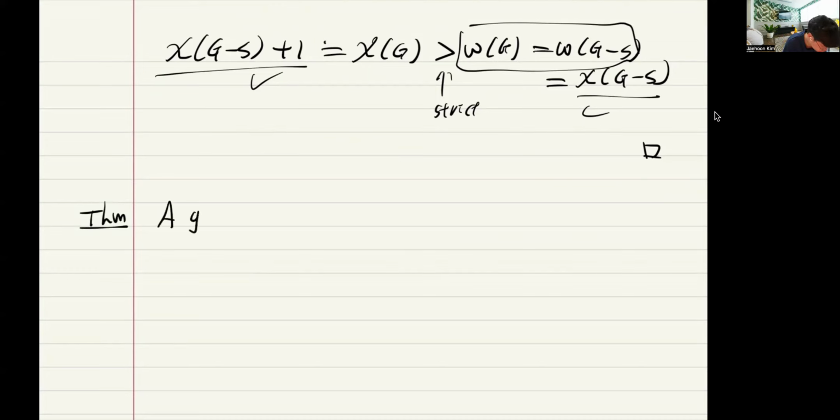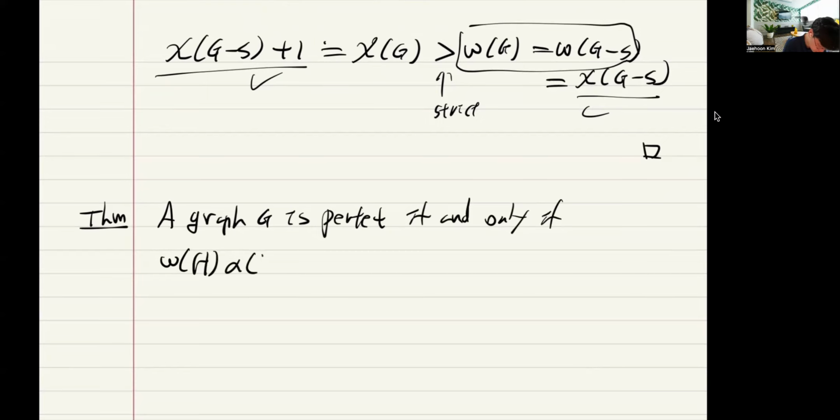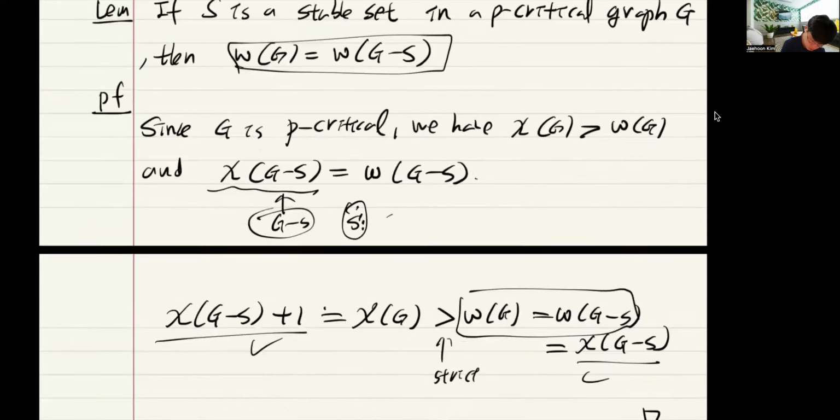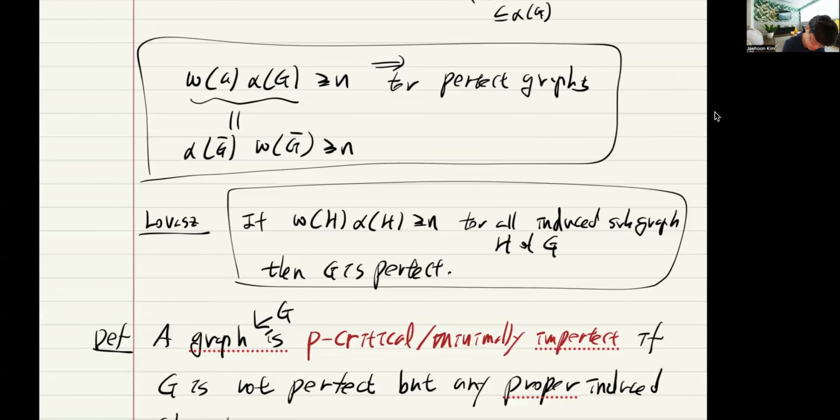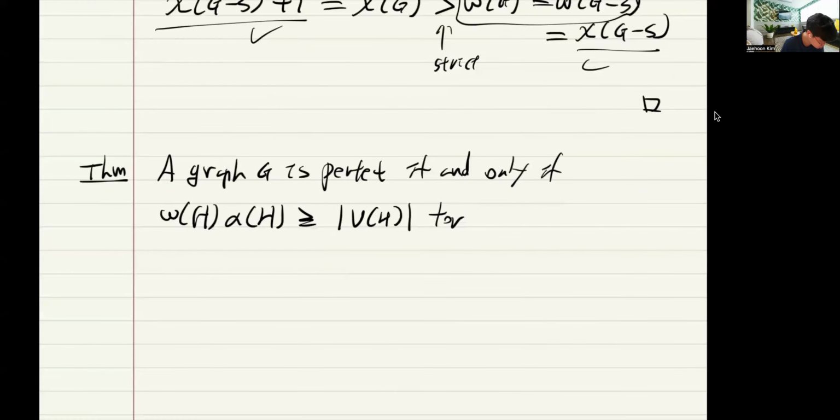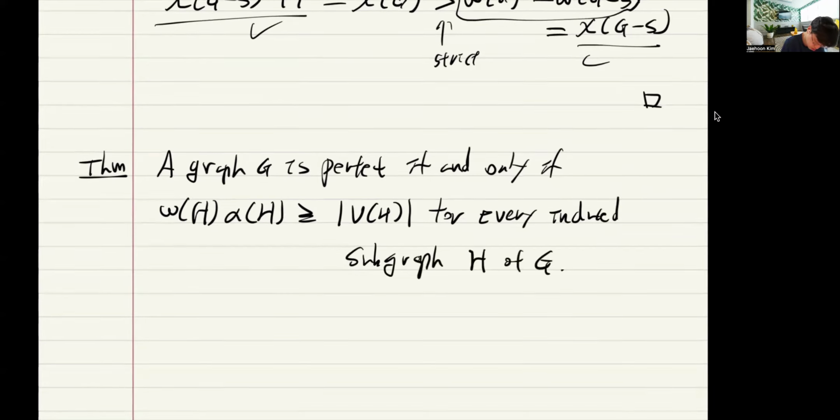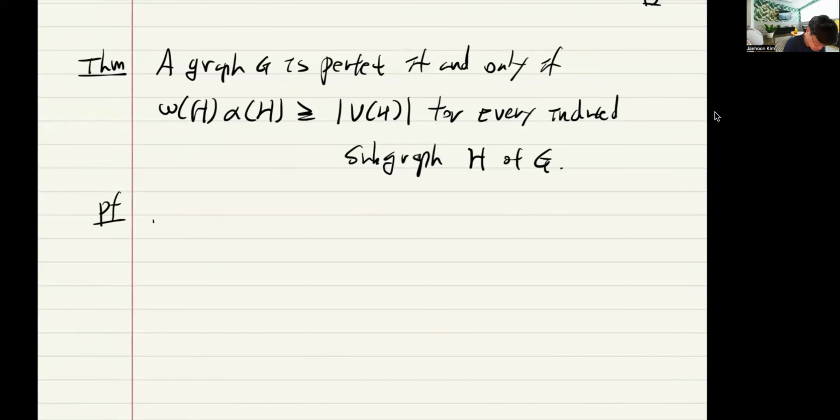So now we can prove what we want. A graph G is perfect if and only if omega of H times alpha of H is at least the number of vertices in H, for every induced subgraph H of G. Wait, sorry, here it has to be the number of vertices in H, not G. So we prove this, and we only have to show this direction because the other direction is easy, as I mentioned.